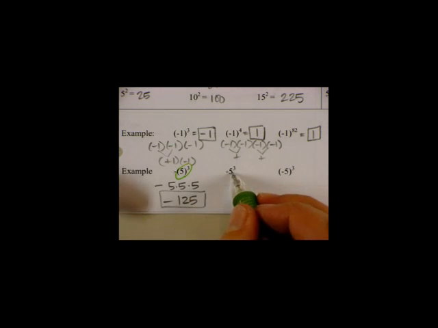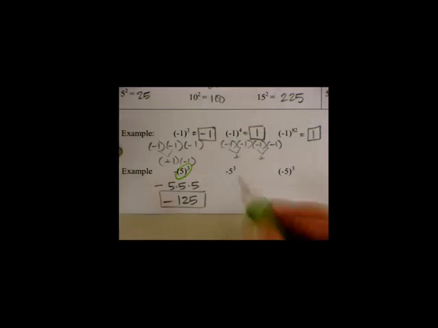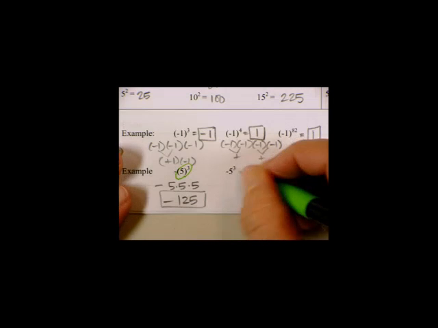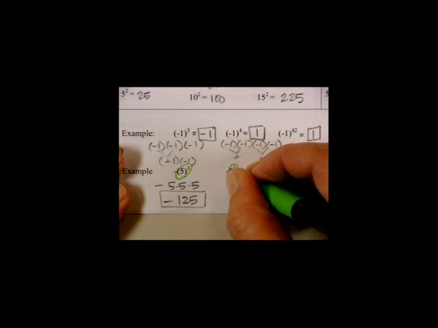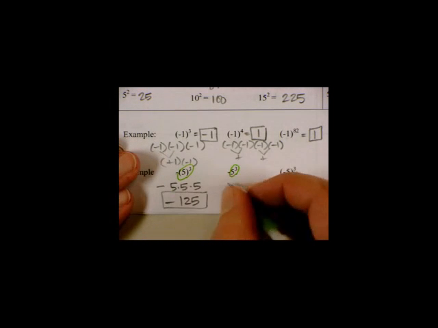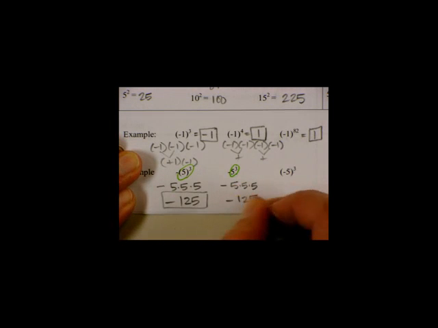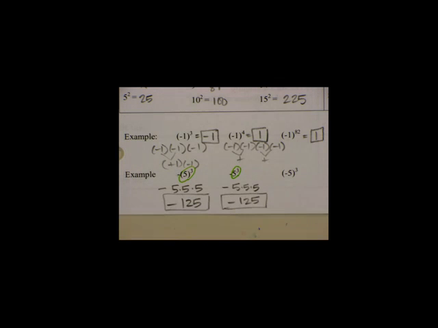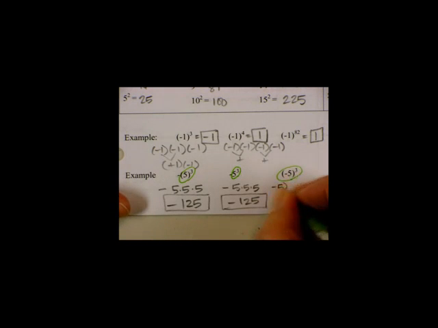I look at the second one. What am I cubing? What is that exponent connected to? Well, if I look at this, the exponent is only connected to the thing it's touching. It's just touching the 5. This also is going to be negative 5 times 5 times 5, or negative 125. I look at the third one. Now, my exponent is connected to the parentheses and everything in it. Here, this differs because this is negative 5 times negative 5 times negative 5, which is negative 125.